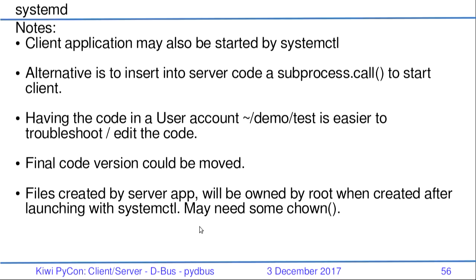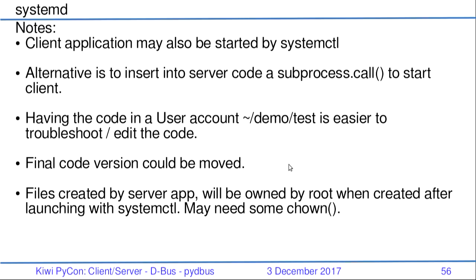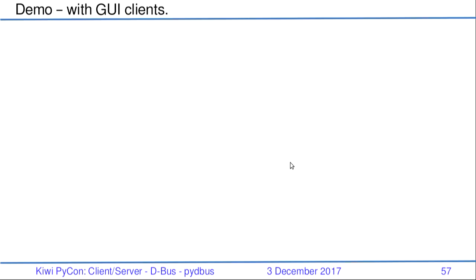Files created by the server. Okay, if you've had it started by systemd, then it's owned by root. So if you create a log file and you write to the log file, if your server application has to do that, it will have been created with root privileges. So when you want to go and get that log file, you're trying to get a root file, you might need privileges to get it. So you may need to play around with changing the ownership of the file. It's easy enough to do, but just worth bearing in mind.